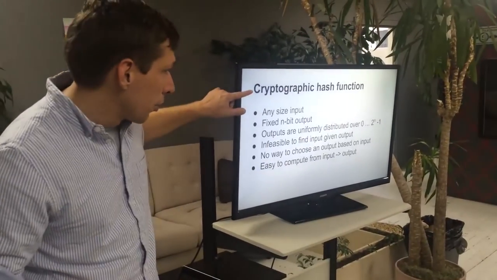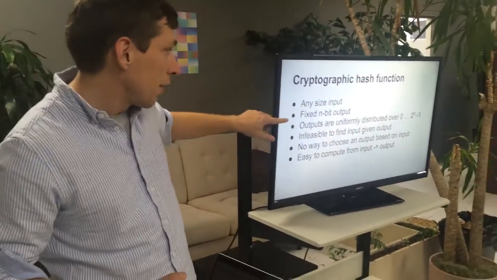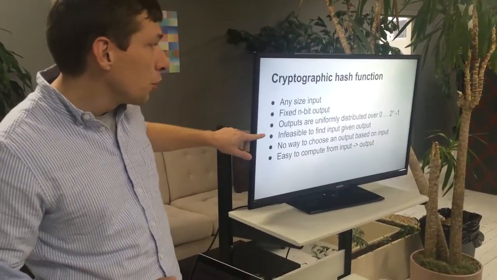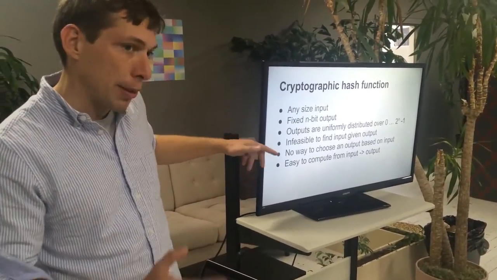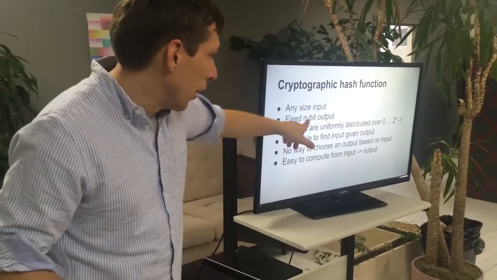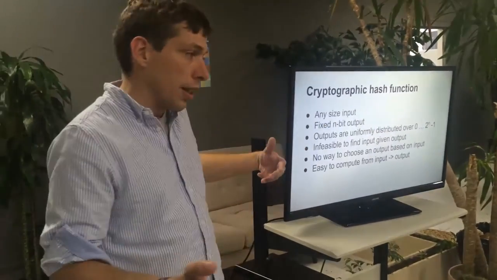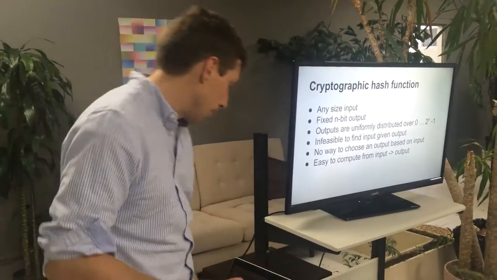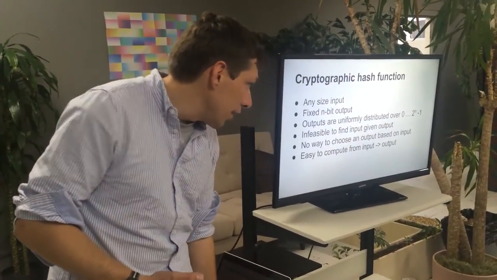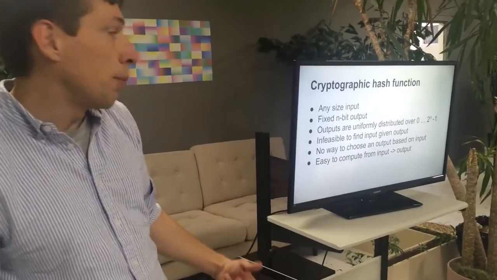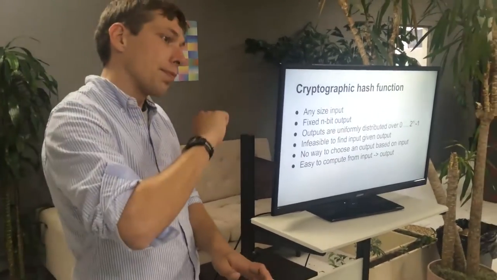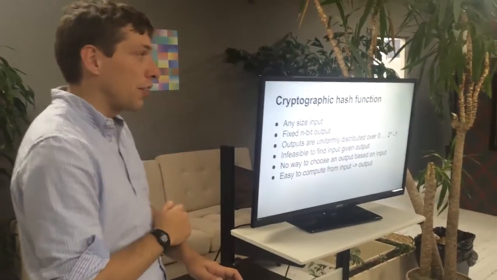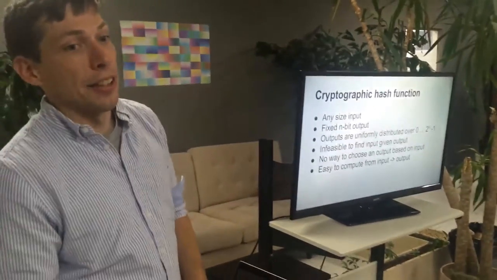Okay, so the basic idea of a cryptographic hash function: you have any size input and a fixed size output, and the outputs are uniformly distributed over the output space. If you have an n-bit output, that's from 0 to 2^n minus 1. In the case of SHA-256, it's a 256-bit output. It's infeasible to find an input given your output. You can't go backwards. It's also infeasible to find an output that's desired.